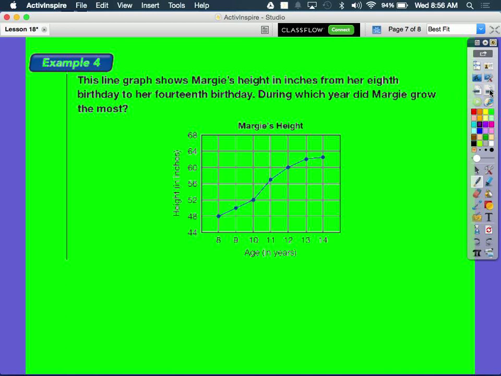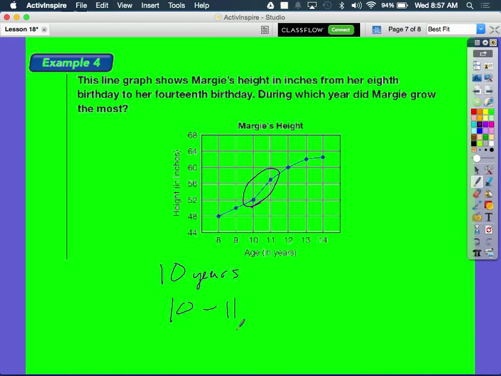So we're going to look for the biggest jump from one year to the other. So if we look from 8 to 9, it's a small jump. Okay, we're going by 4s here, so that's about a 2-inch jump. We look at the next year, that's about 2 inches. Look at the next year, we're looking at about 5. Next year is less than 4, so on and so forth. So we're looking at this right here. So during what year? Well, between 10 and 11. So while she was 10, she grew the most. Okay? You write 10 years or 10 to 11, something like that.